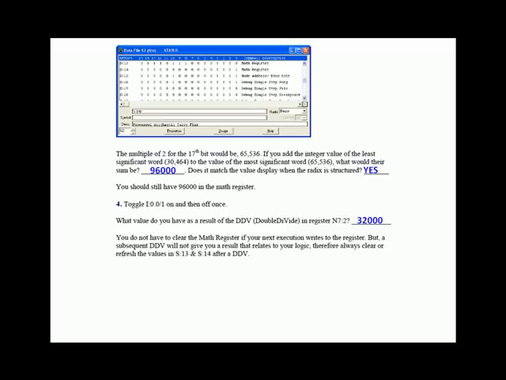Now, I put a note here that you don't have to clear the math register if your next execution writes to the register, because it will overwrite the former result in the destination. But a subsequent double divide would divide what is currently in S13-14 by 3. So it's always a good idea to clear it after each execution.